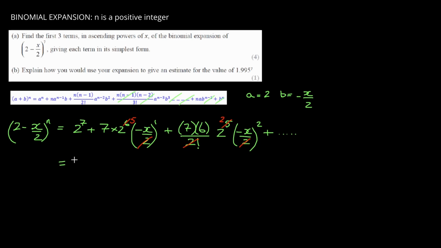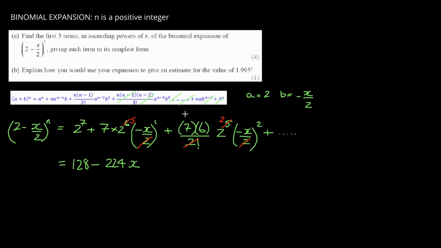This is going to be 128, 2 to the power 7 is 128. Let's have a look at the sign of this term. With the negative x here, this is going to be negative. 7 times 2 to the 5. 2 to the 5 is 32. 7 times 2 to the 5 is 224. We've got rid of the underneath, so this is just 224x.